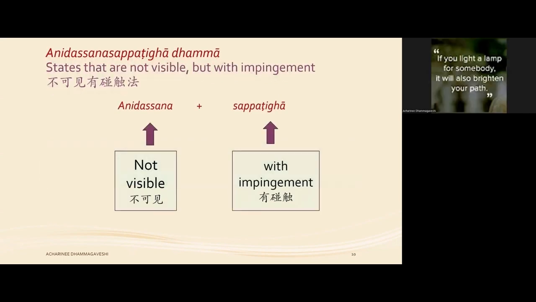We now move on to the second term, Anidassanasappaṭighā dhammā, states that are not visible but with impingement. Again, to understand this, we need to split the word Anidassanasappaṭighā into two. Anidassana means not visible. Sappaṭighā is with impingement.